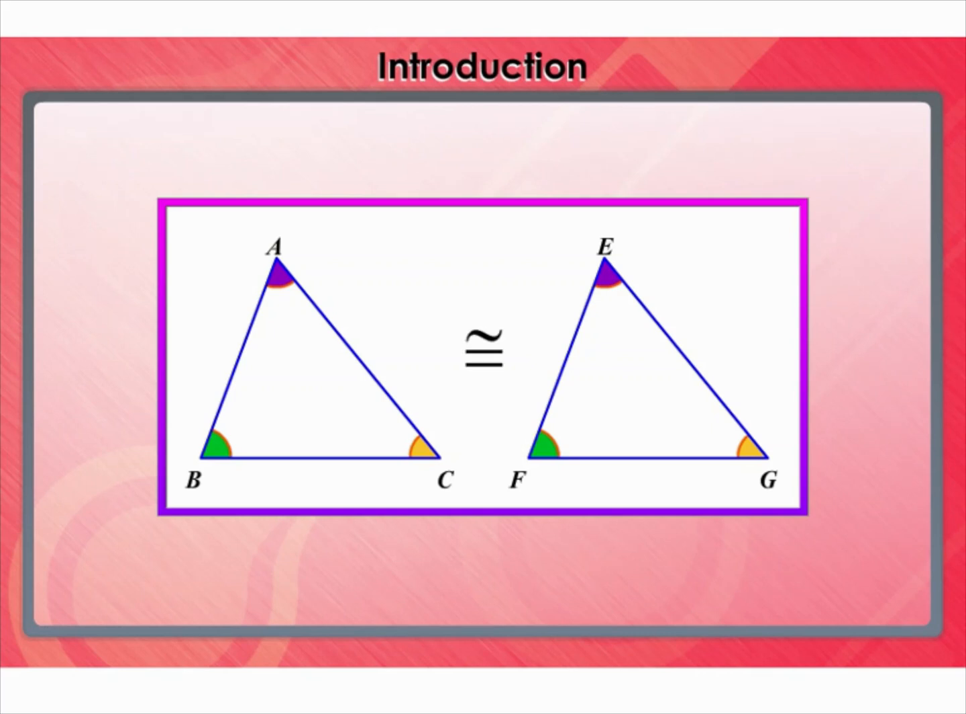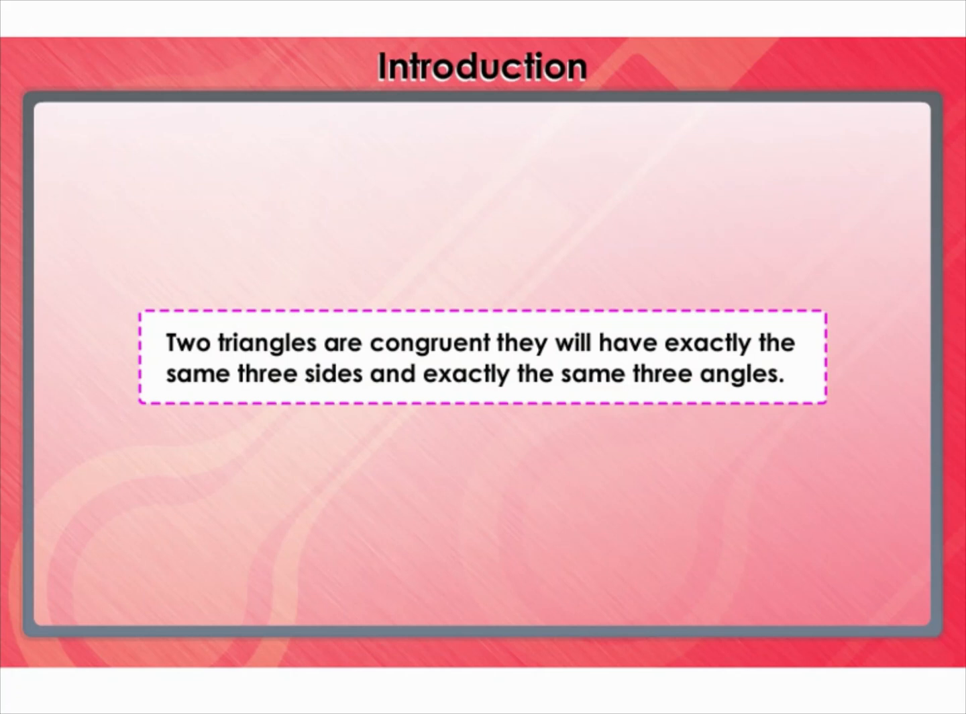So we can say these two triangles are congruent and denoted by the symbol. Here the tilde symbol represents the same in shape and the equal symbol represents the triangles are same in size. In general, if two triangles are congruent, they will have exactly the same three sides and exactly the same three angles.